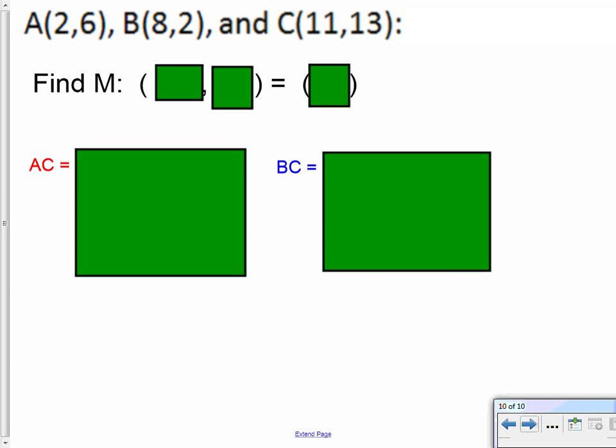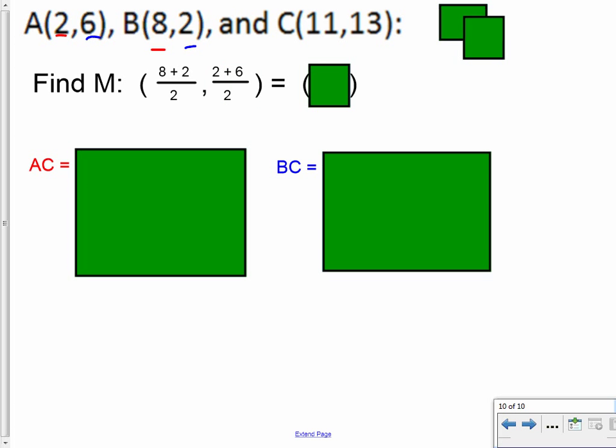If A is (2, 6), B is (8, 2), and C is (11, 13), M is the midpoint of A and B. The X value is just the average of the X's, so 8 and 2, add them together, divide by 2. The Y value is just the average of the Y's, 2 and 6, divided by 2. 8 plus 2 is 10, divided by 2 would be 5. 2 plus 6 is 8, divided by 2 is 4. So M is at the spot (5, 4).